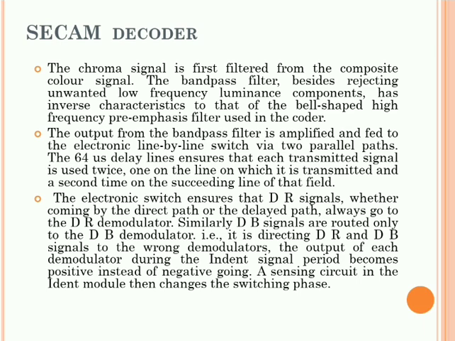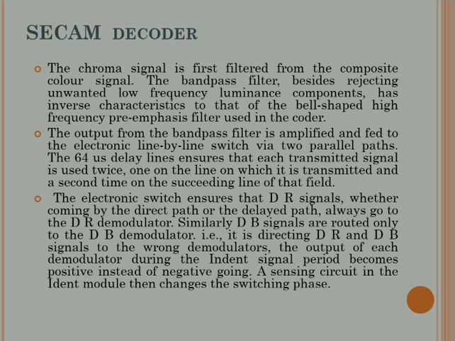Otherwise the DR and DB signals would be directed to the wrong demodulator. The output of each demodulator during the ident signal period becomes positive instead of negative going. If you interchange the inputs of these demodulators, there will be a difference in the output; it will become positive instead of negative. A sensing circuit in the ident module then changes the switching phase.